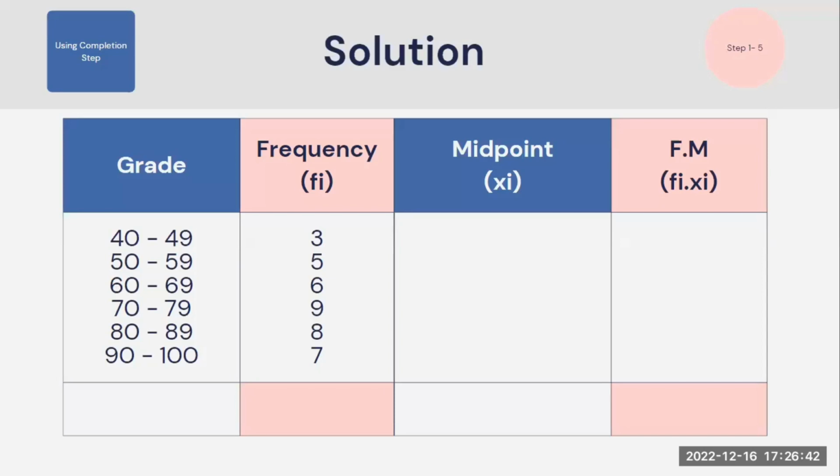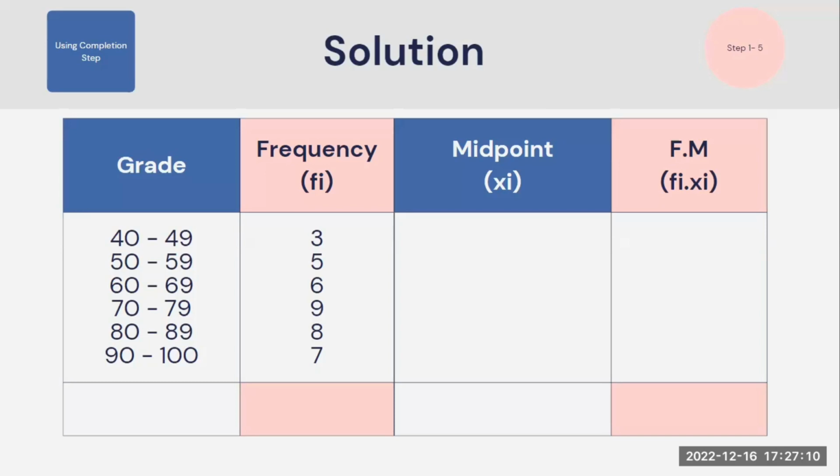Okay, after these steps, we will apply them to answer the question. So, this is the solution. To find the mean, first, we have to add two columns. The first is column xi, or the middle value of the interval. Then, the second one, column fi multiply xi, is the frequency multiplied by the middle value.